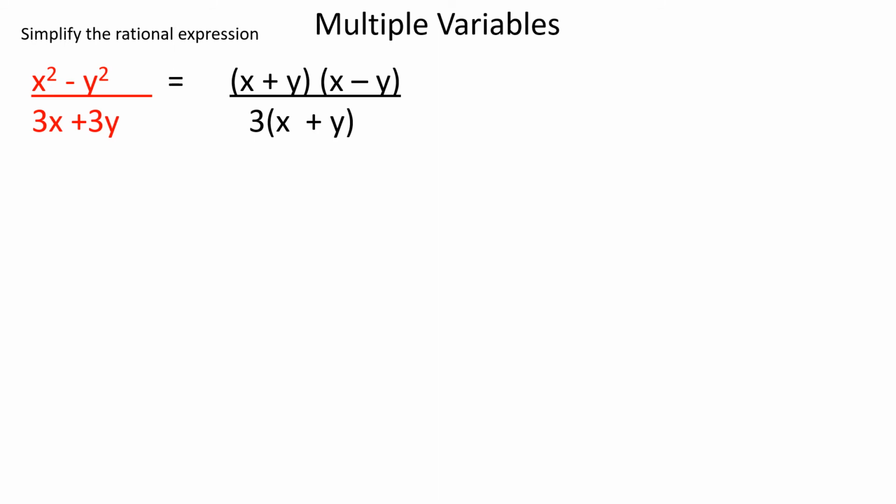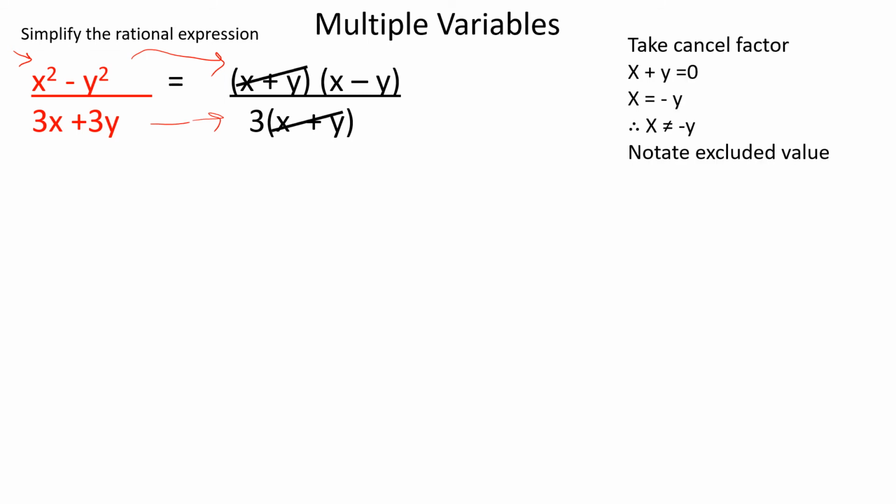The numerator here is a difference of squares, right? And so naturally we factor it into x plus y times x minus y. Here they have factored out just the common factor of 3. All right. From there you can cancel the common factors. And you still are going to do the same thing. You're going to take what's inside here that we canceled out.